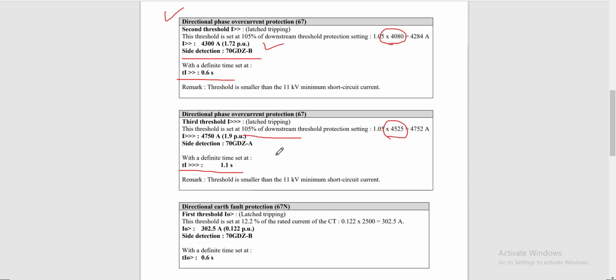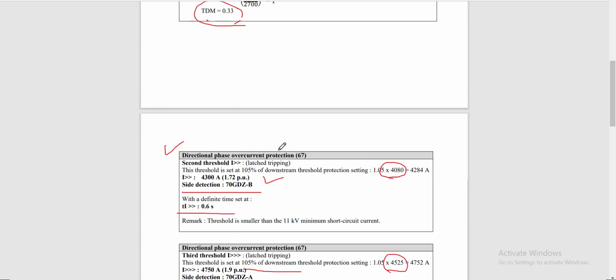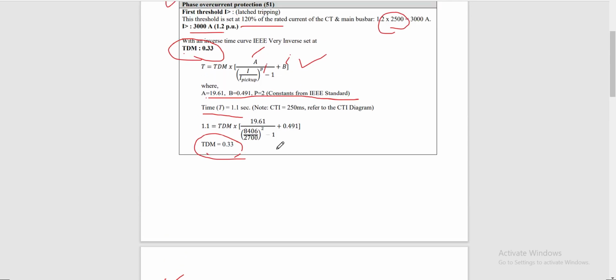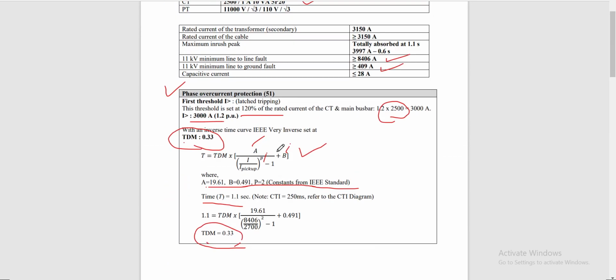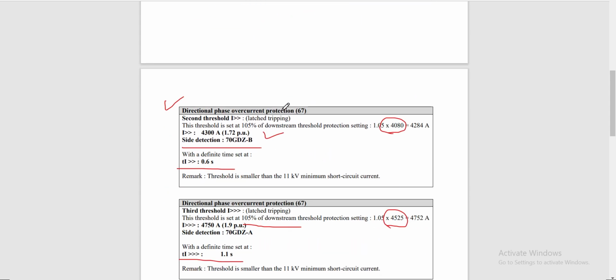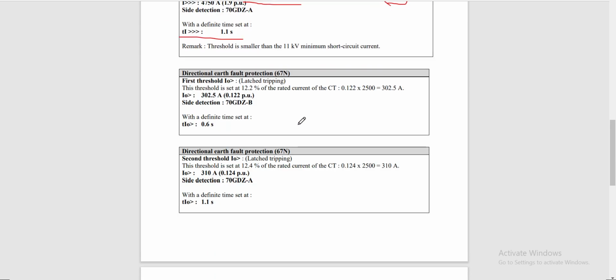So this is for the overcurrent protection. For the overcurrent protection, for the phase element, the first threshold, we'll just review, is from the 51 relay. For our second and third threshold, we are going to use our directional phase overcurrent relay. So for our earth fault protection, we are going to use directional earth fault protection. So we have two thresholds.